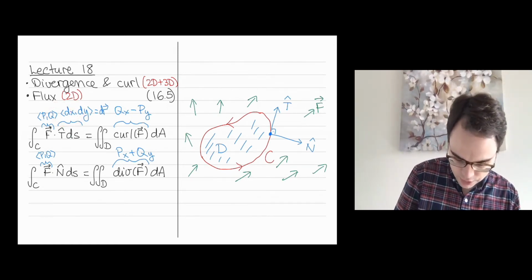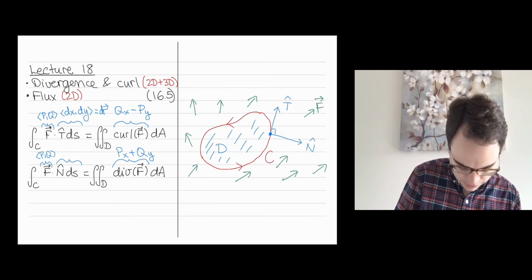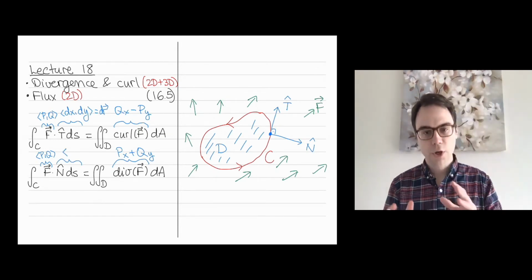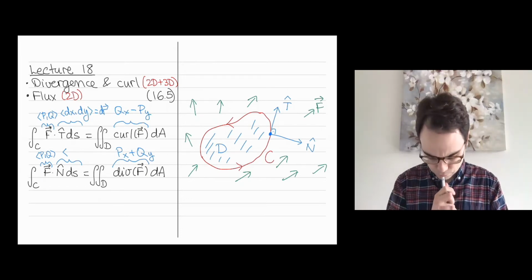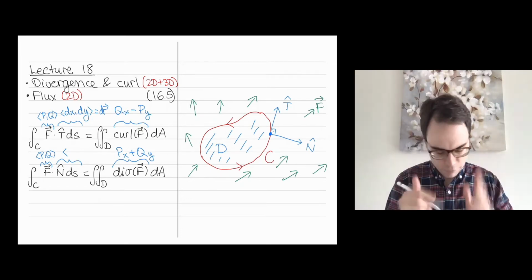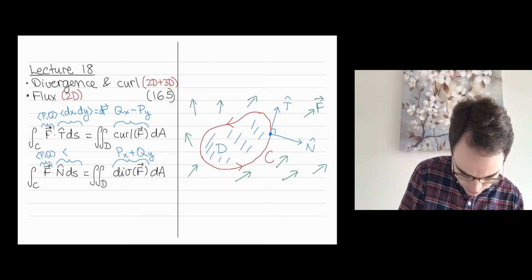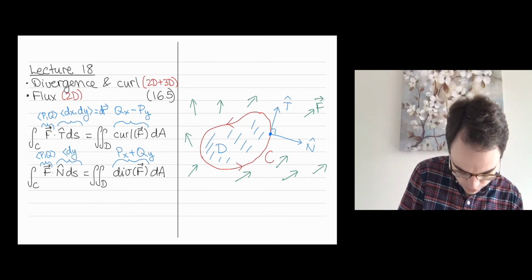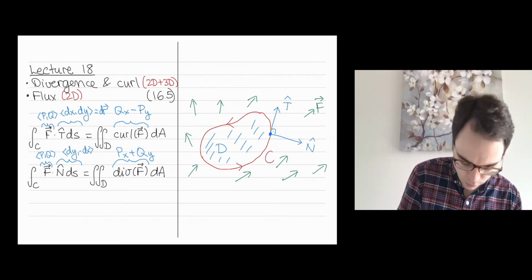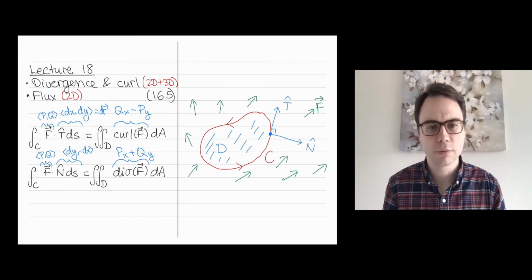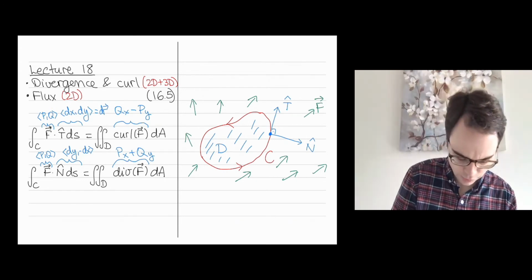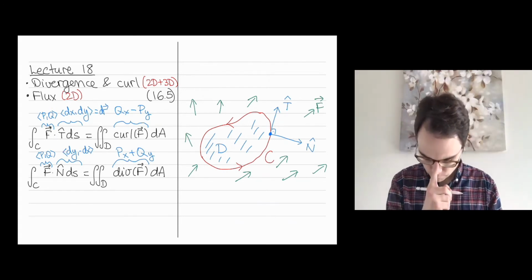And down here, N times ds, as we last saw, if our curve has the counterclockwise orientation, we just want dy, minus dx. Well, I take that back. For this minus sign to be here, we need the curve to have the counterclockwise orientation. Otherwise, it could be on the other side.